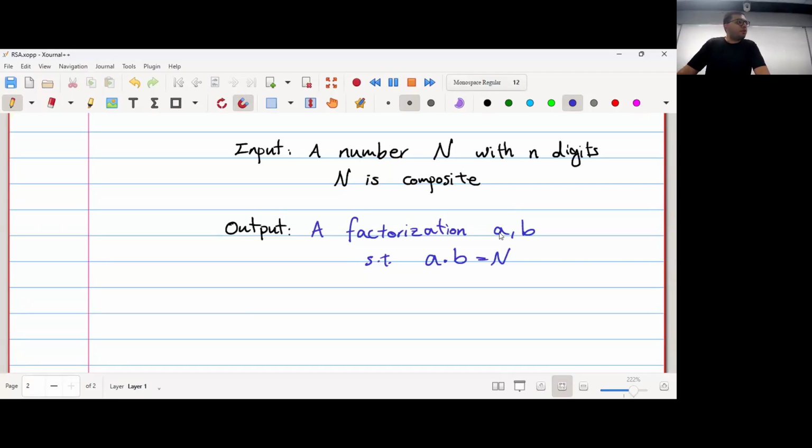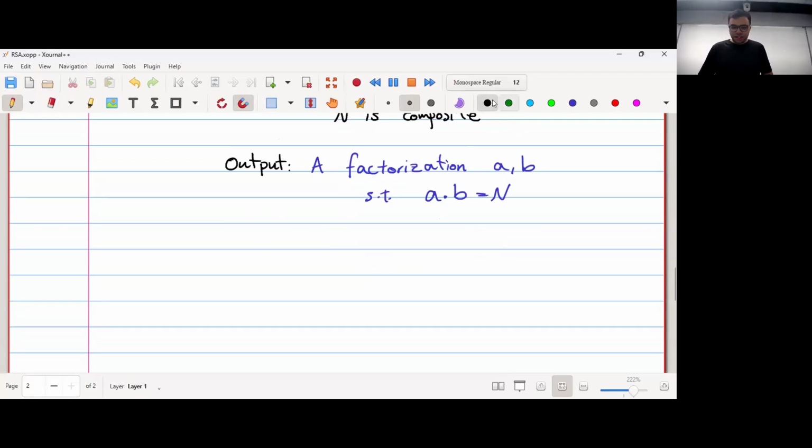So I can just have a for loop that starts from 2 and checks, is n a multiple of 2? Is n a multiple of 3? Is n a multiple of 4? And so on, and keeps going until it finds a factor, right? So I can have such an algorithm. This is algorithm 1. I'm just going to write it as pseudocode.